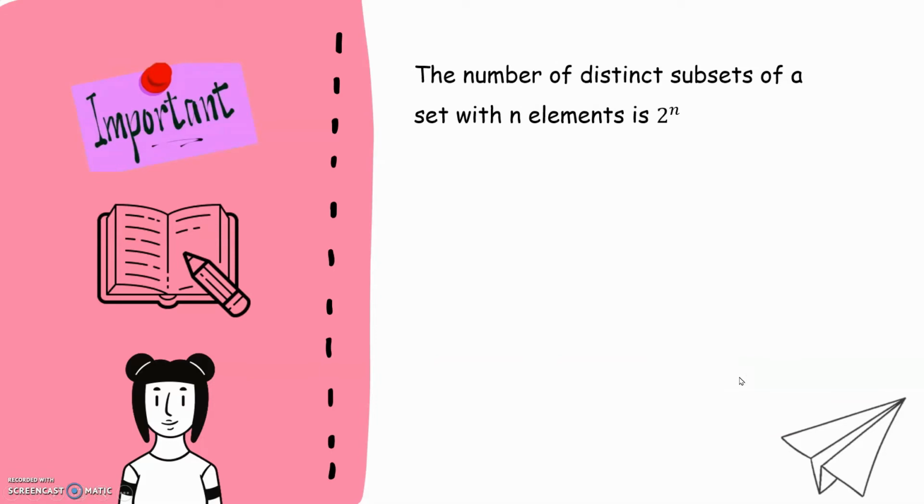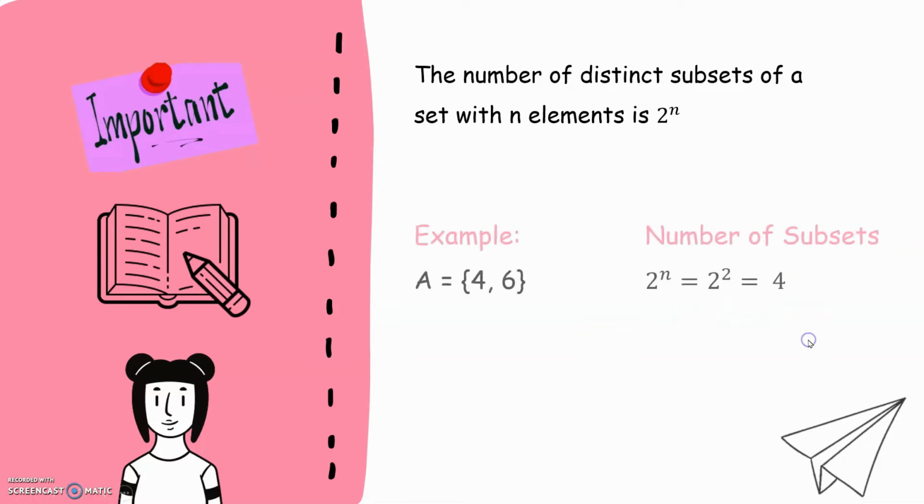Important: the number of distinct subsets of a set with n elements is 2 raised to the power of n. Here is an example. For the set A, we have the elements 4 and 6. To count the number of subsets, we count the number of elements present in set A, which is 2, the 4 and the 6. So that is 2 raised to the power of 2, which is equal to 4.